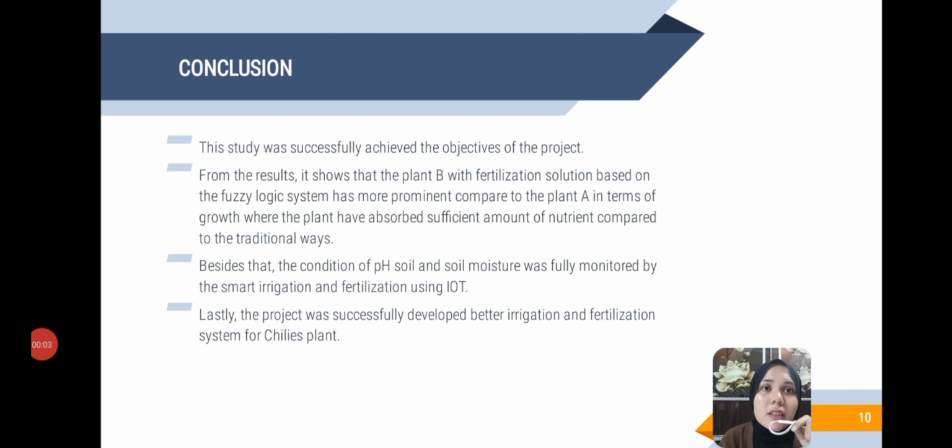Okay, in conclusion, this study successfully achieved the objectives of the project. From the results, plant B with the fertilization solution based on the fuzzy logic system shows more prominent growth compared to plant A, where the plant absorbed a sufficient amount of nutrients compared to the traditional way. Besides that, the conditions of soil pH and soil moisture were fully monitored by smart irrigation and fertilization using IoT. And lastly, the project successfully developed a better irrigation and fertilization system for chili plants.